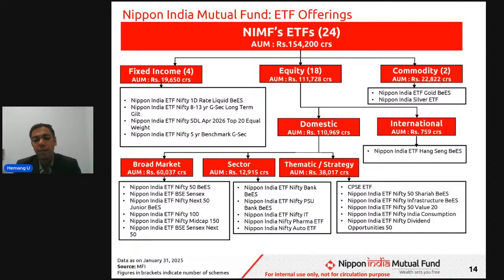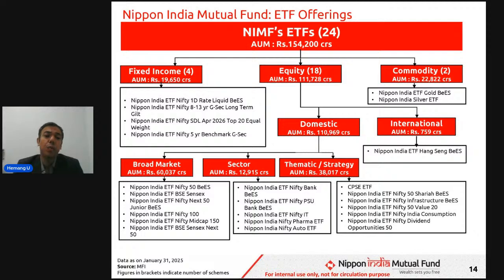So, just to highlight, Nippon India Mutual Fund has a huge bouquet of offerings in both ETFs and index funds. We offer almost 24 ETFs and 24 index fund FOFs, spread across fixed income, equity, and commodity. To be very specific, to highlight a few: in equity, the benchmark bellwether, Nifty 50 or Sensex, we have an ETF on it. The mid cap section has an ETF on it. Commodities like gold and silver have ETFs.